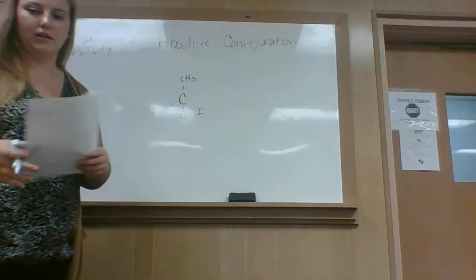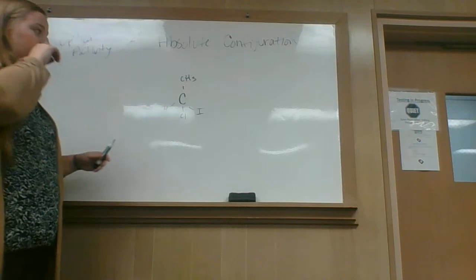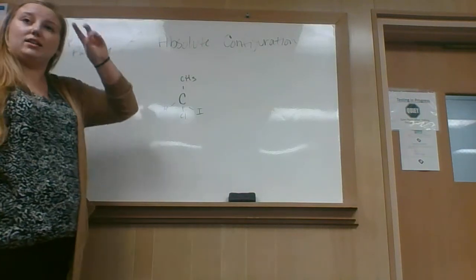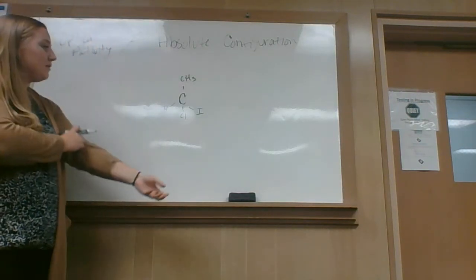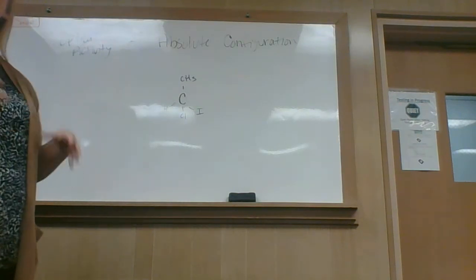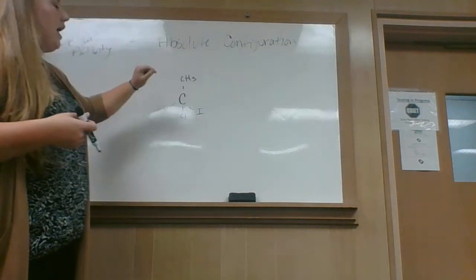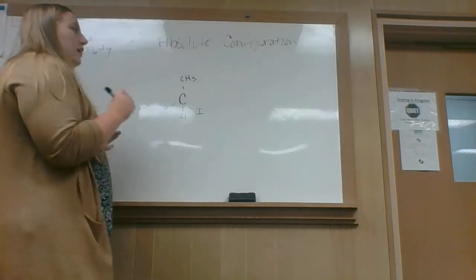Okay, so let's start with an example. Here we have a chiral carbon, right? A chiral carbon is just an asymmetric carbon, so it has 4 different attachments. To figure out absolute configuration, you're focusing on the atomic weight of these substituents, okay? And it's also the atomic weight of what's directly attached.